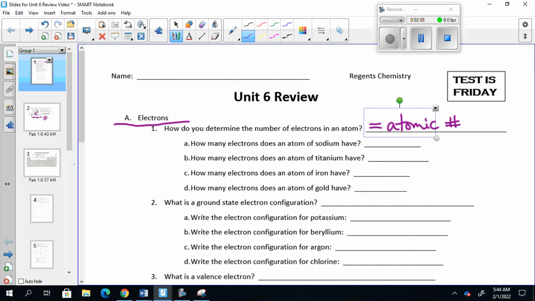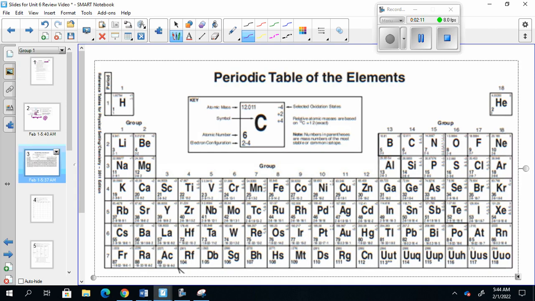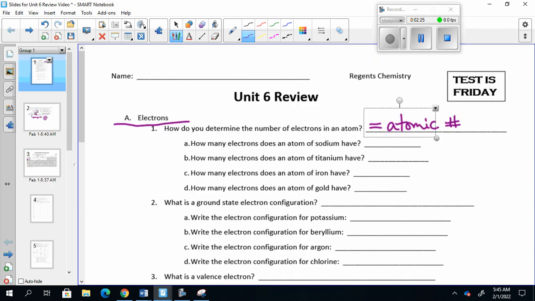Okay, so sodium. And again, if you want to find any element, the table after the periodic table lists each one out, and it's by number. Sodium is number 11, so that reminds us that it is Na. So sodium has 11 electrons. Titanium has 22. Iron, so I'm finding Fe, has 26. And gold is Au, so it has 79.